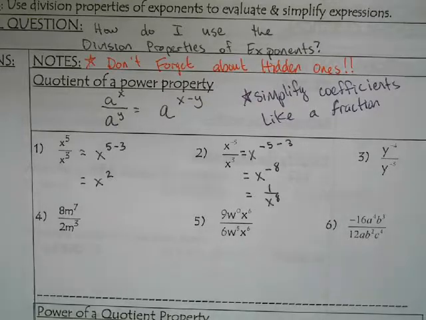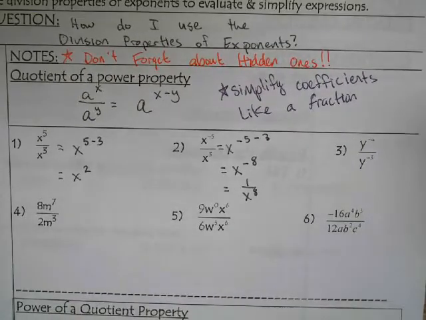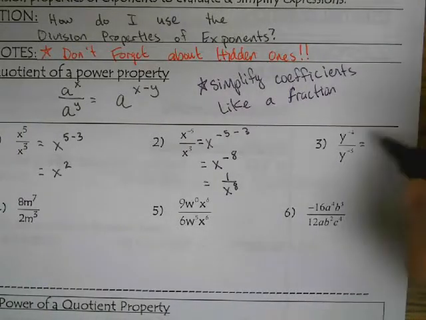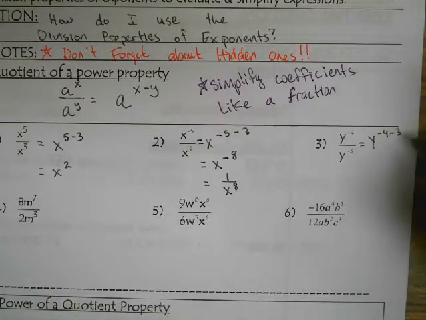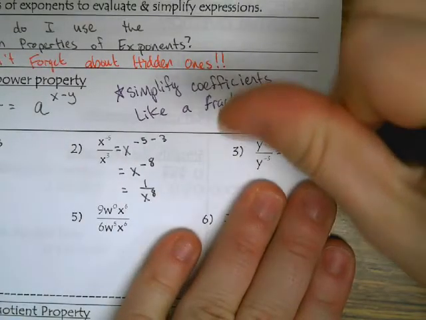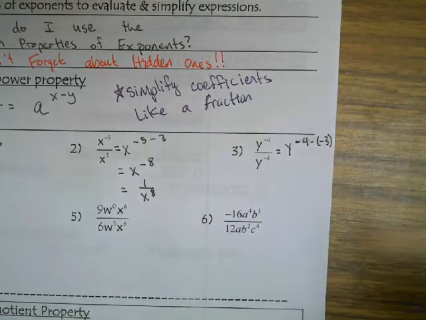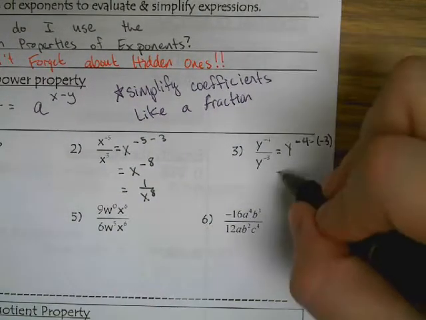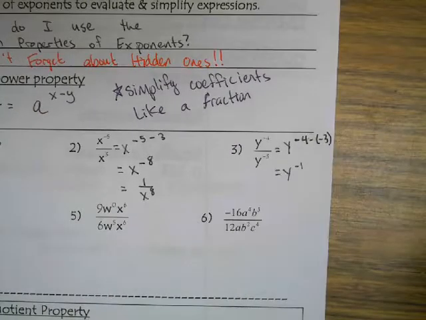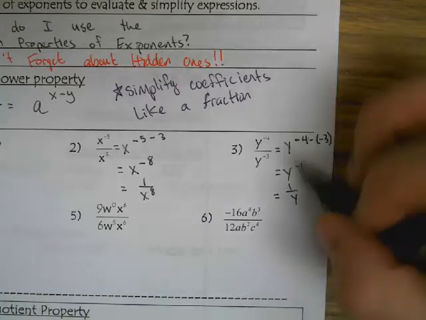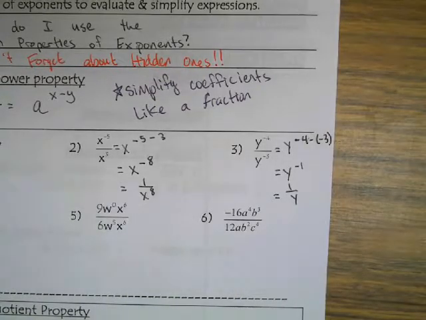So we're just subtracting these exponents. Similar bases, subtract the exponents. So number 3 will go equals y to the negative 4 minus 3, y to the negative 4 minus a negative 3, and whenever we do minus a negative, we end up adding, so that's going to equal y to the negative 1. Don't want that negative exponent, so we'll move it, and it becomes 1 over y, or 1 over y to the 1. Either one's acceptable.